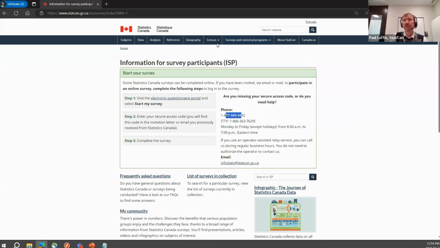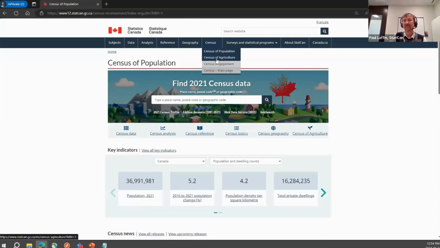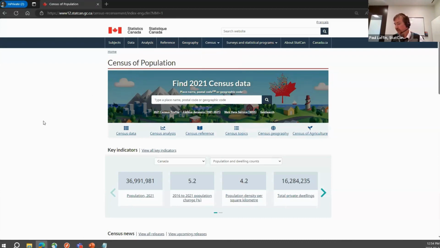But the big thing I wanted to show you today, of course, is that we're focusing on census population. So front and center of the blue bar at the top, census, and then census of population. At the same time, by the way, as the census of population, we also did the census of agriculture. For those of you interested, 2021 census of ag data is also available from this blue bar. But from this page, I wanted to show you a few things.